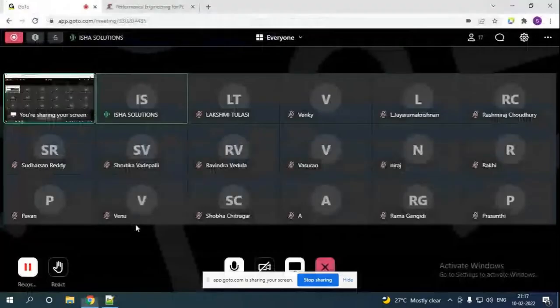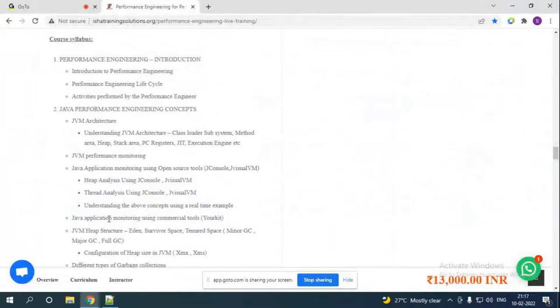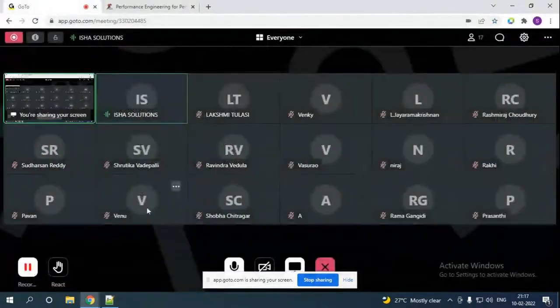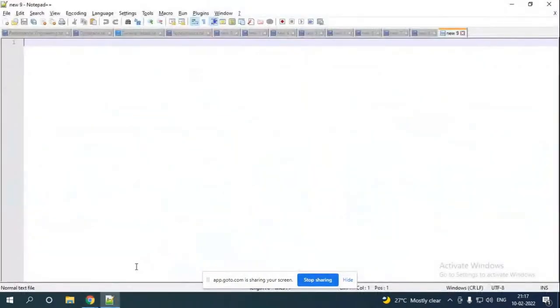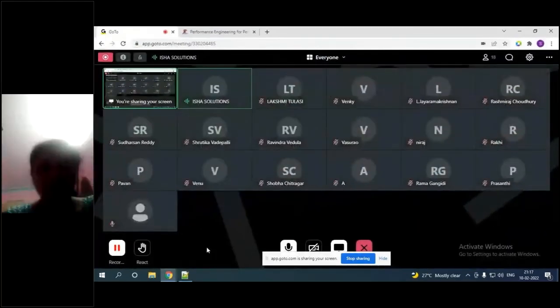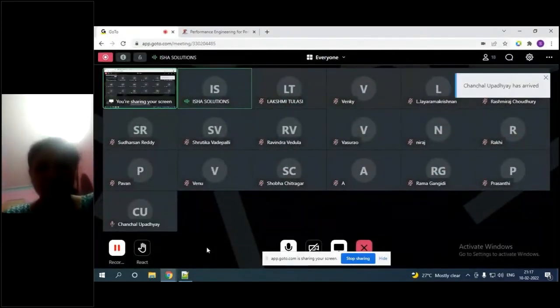Not only that, there is a commercial profiling tool called YourKit, shortly called YJP, the YourKit Java Profiler. It is a very famous profiling tool in the market. We are going to completely learn that profiling tool.